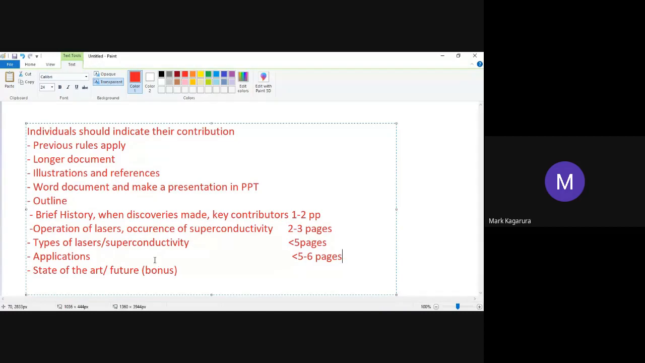State of the art, we should limit this to maybe less than 4 pages. But again, if you think you can do this in 1 or 2 pages, that's not a big deal. This is just the upper limit. So 4 plus 6 plus 10, that's about 16 pages, plus references. So the whole thing should be less than 20 pages.